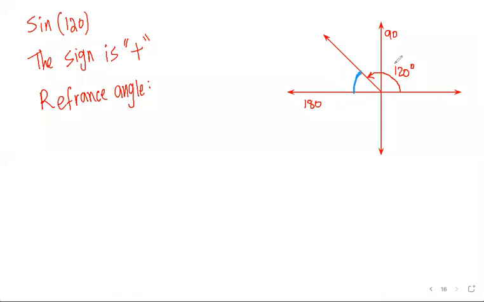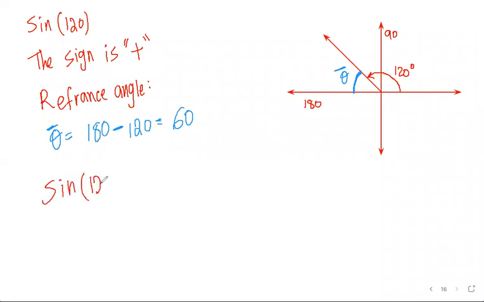Here we have 180, and the reference angle is the acute angle between the terminal side and the x-axis. This is my reference angle. To find the reference angle, it equals 180 minus 120, and the answer is 60. So sine of 120 equals positive sine of 60.